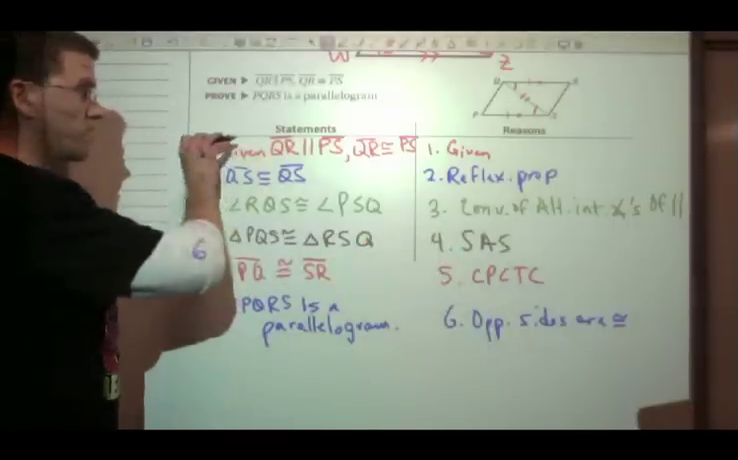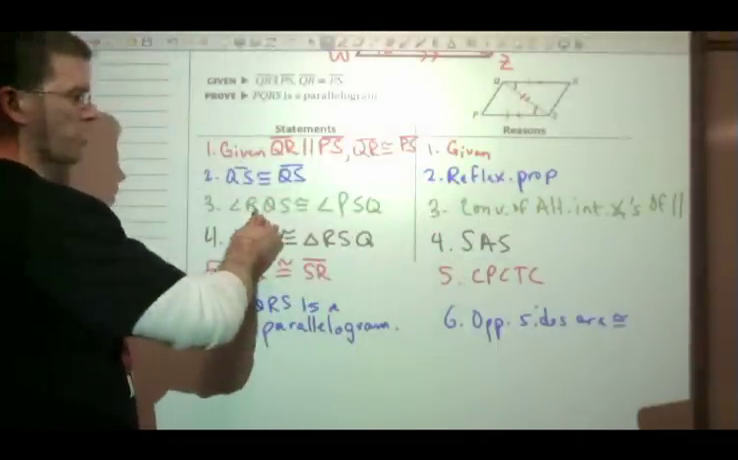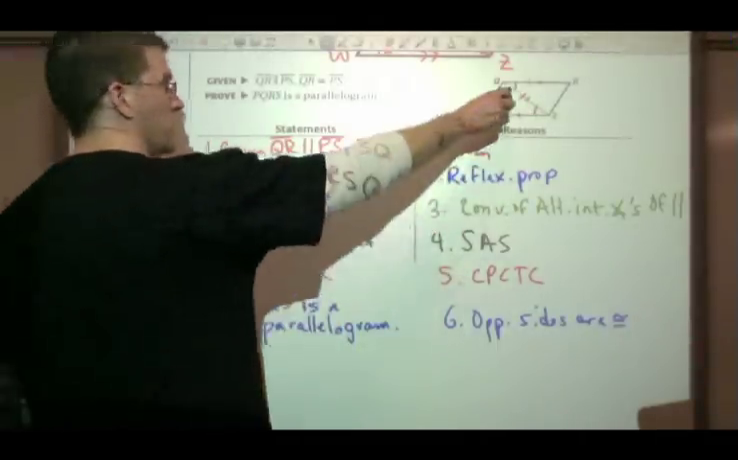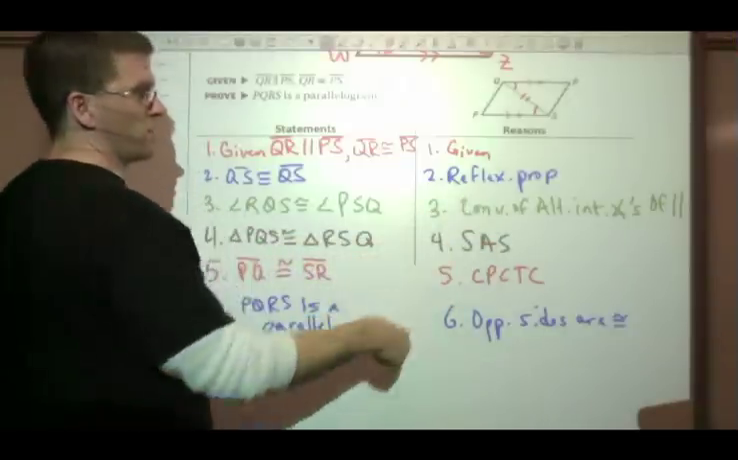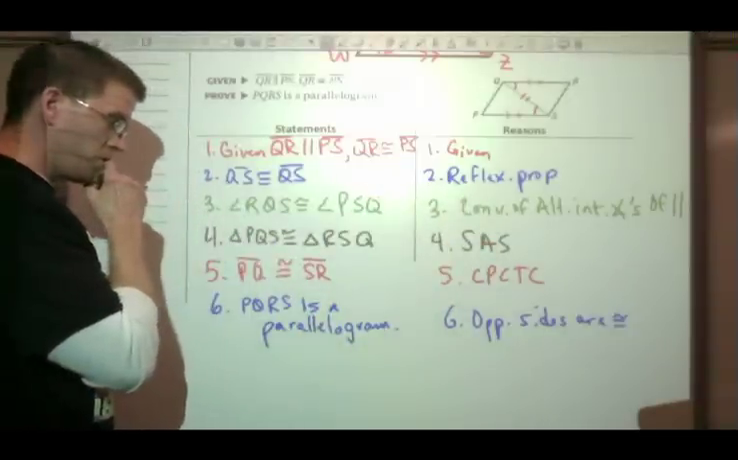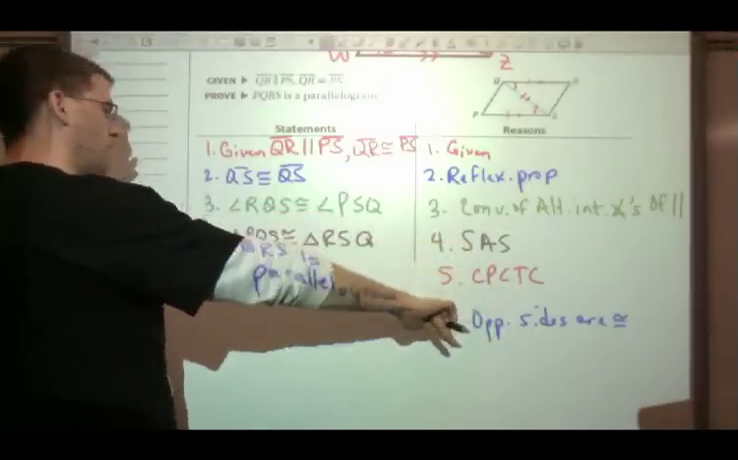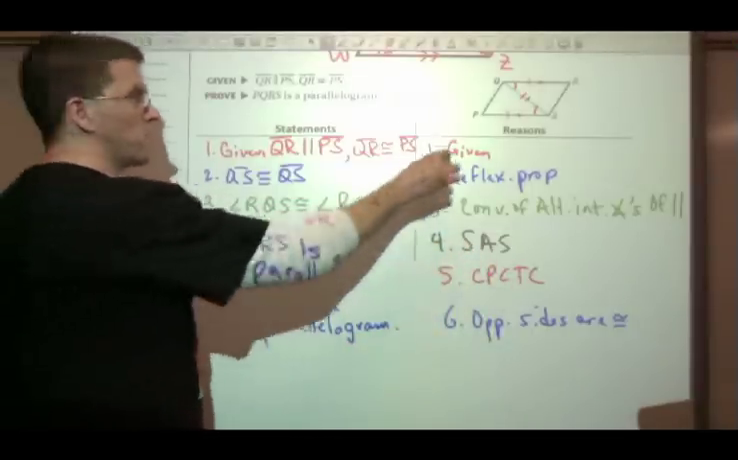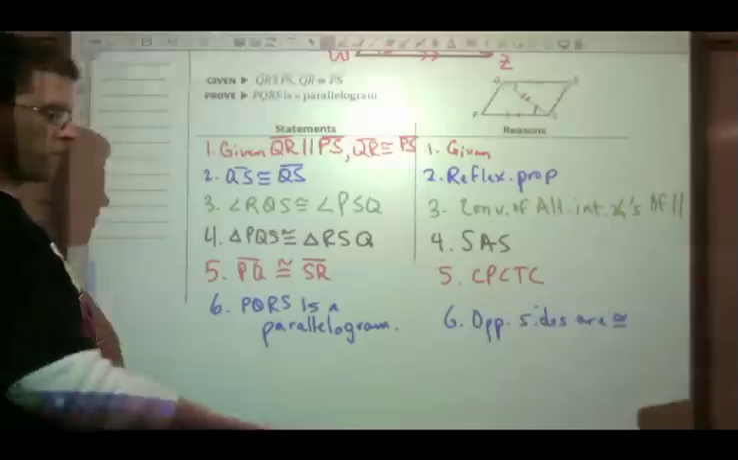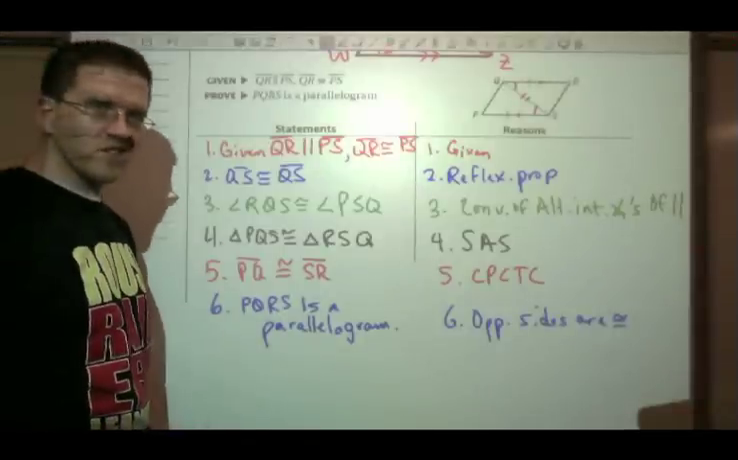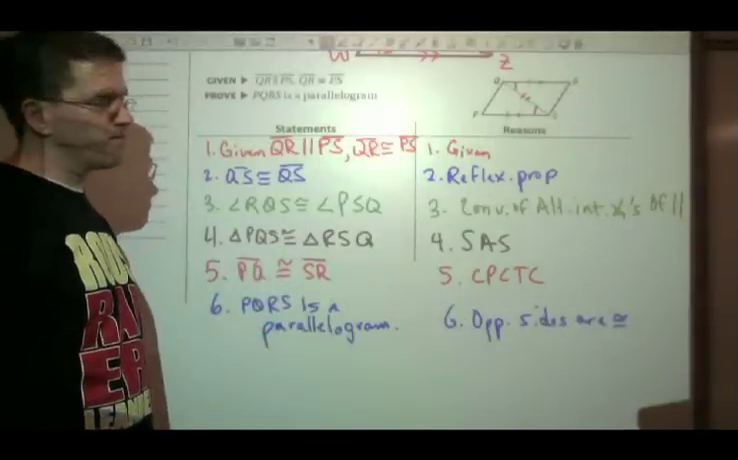We have the given. QS is congruent to itself because of the reflexive property. RQS is congruent to PSQ. That angle is congruent to that one because of alternate interior angles of parallel lines, and it's the converse. Triangle PQS is congruent to RSQ because of SAS. And I have PQ is congruent to SR, that's this segment and that one, because of corresponding parts of congruent triangles are congruent. Therefore, PQRS is a parallelogram because the opposite sides are congruent and it's a quadrilateral.